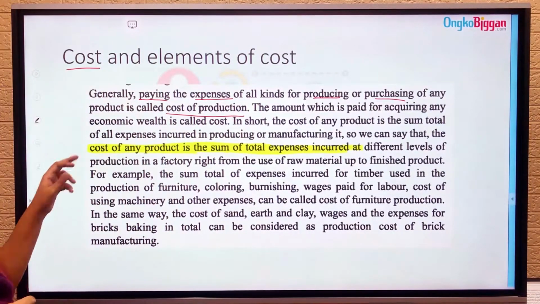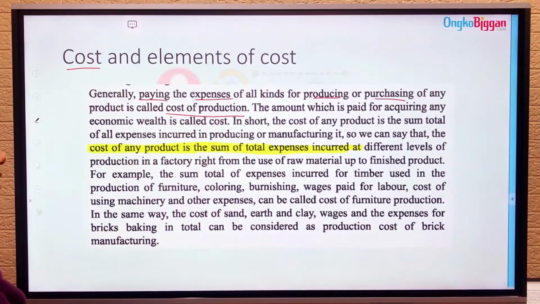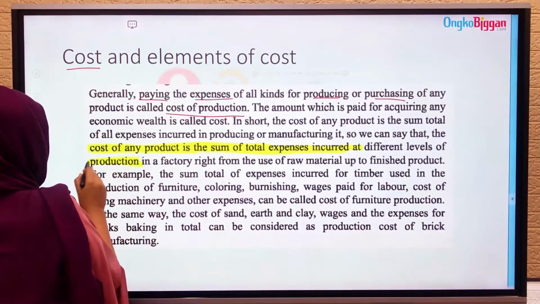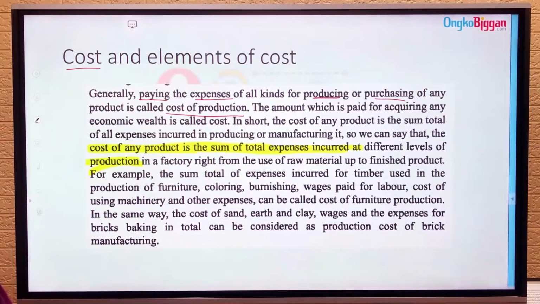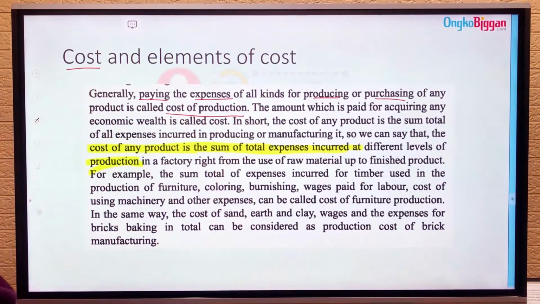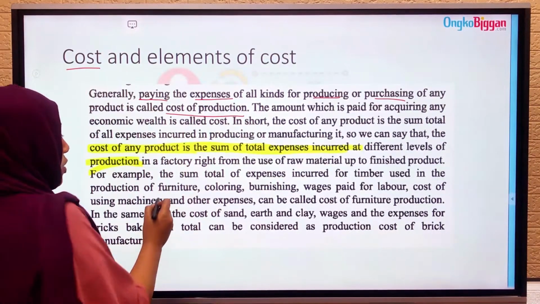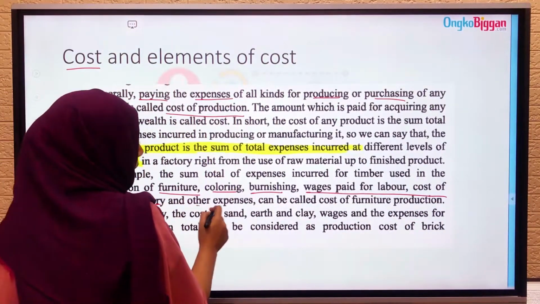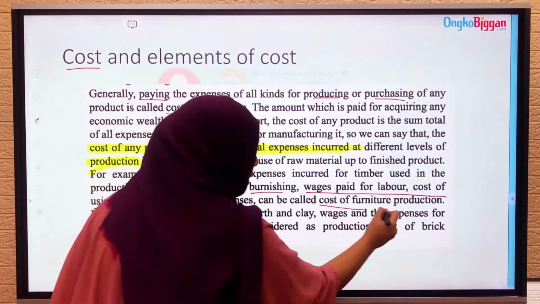So the cost of any product is the sum of total expenses incurred at the different levels of production, at the time of production. For example, the sum of total expenses incurred for timber used in the production of furniture, coloring, varnishing, then wages paid for labor, cost of using machinery, and other expenses can be called cost of furniture production.